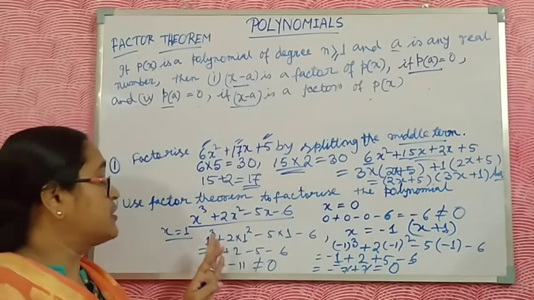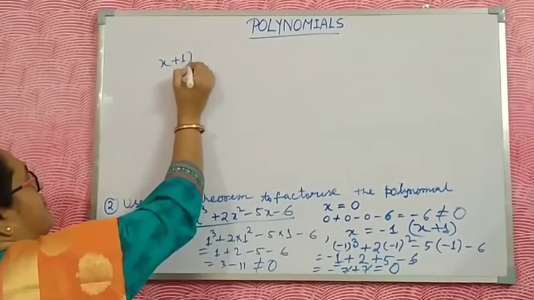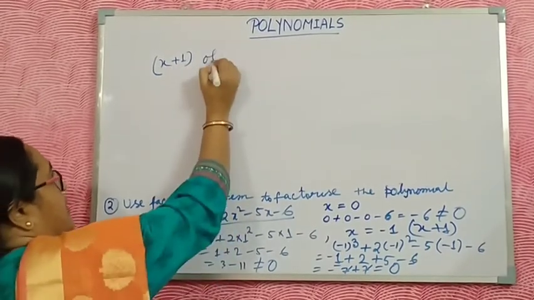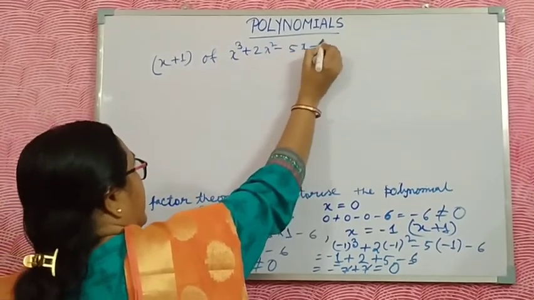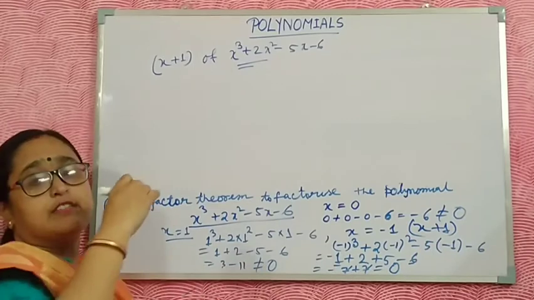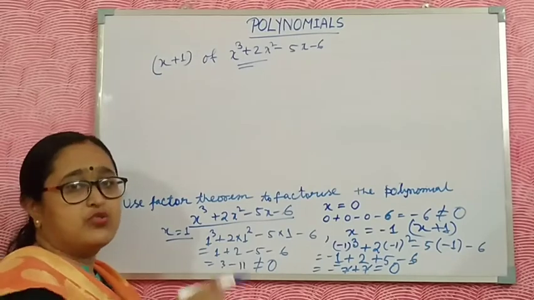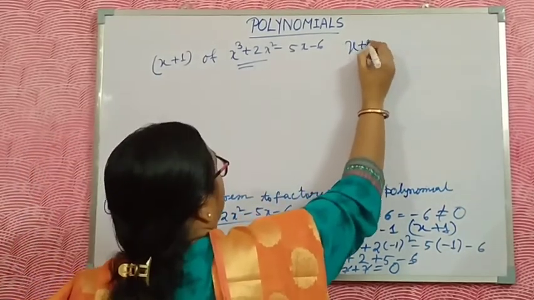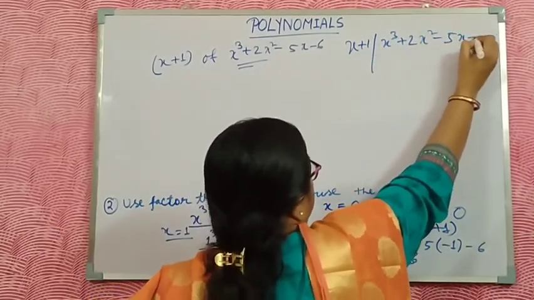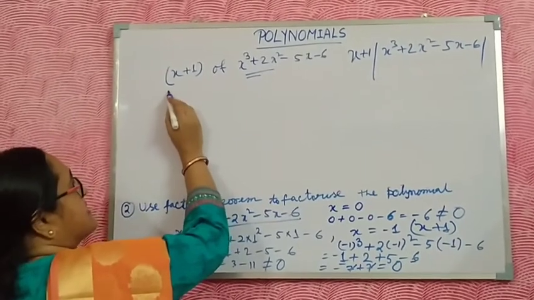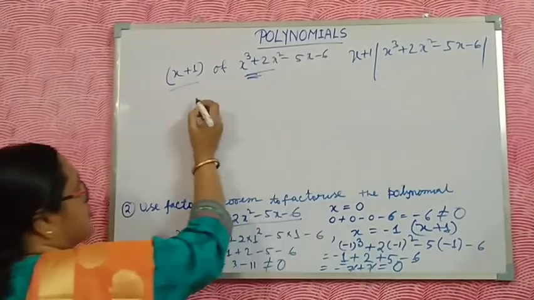Now I do the factorization of this polynomial. Now I get that x plus 1 is a factor of the polynomial x cube plus 2x square minus 5x minus 6. To get the other factor, you can do the division and then you will get the other factor. Okay, you can use this process. Now I discuss finding the factorization by the other method. You can apply the division method also.